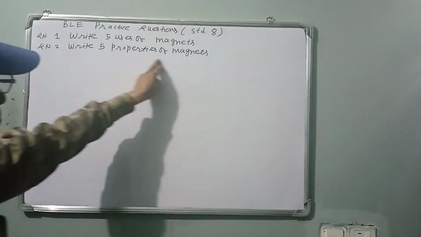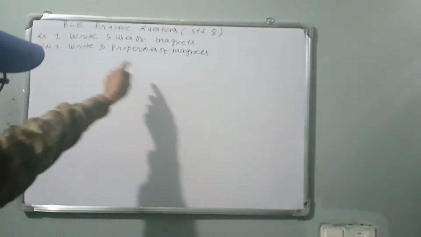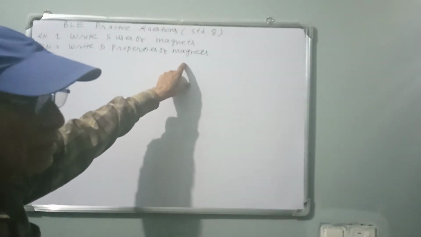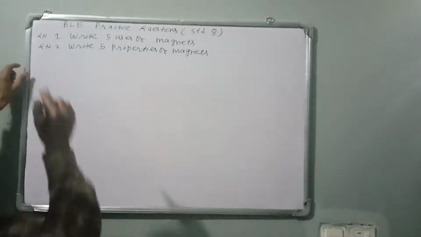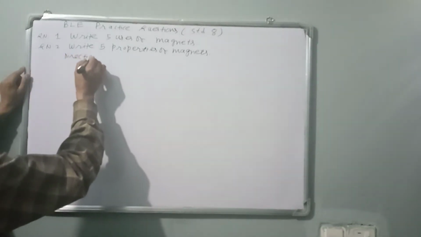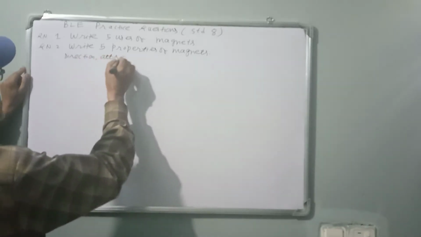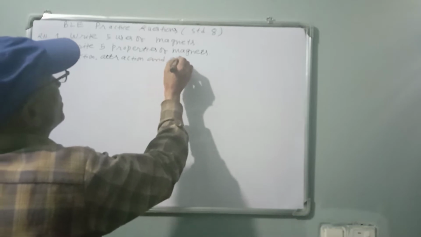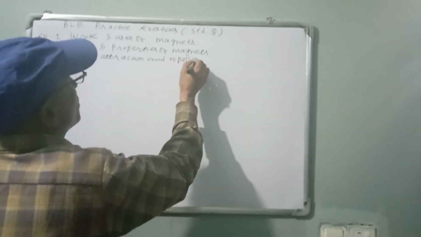Question number 2, write 5 properties of magnets. Number 1, directive properties. A magnet shows north-south direction. You have to write down: one is direction, attraction and repulsion. One technique to remember.